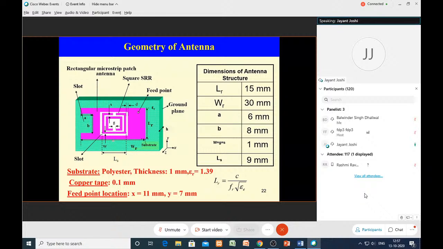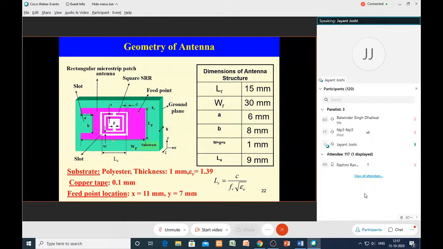I have used the length of the rectangular microstrip patch antenna as c upon fr into the square root of epsilon e, the effective dielectric constant. The substrate used is polyester of thickness 1 mm. You can use a screw gauge or vernier caliper to measure the thickness, because that is available in our institution, in the industry, in the mechanical department of our institutes, or you can make it available in our lab. So measure the thickness.